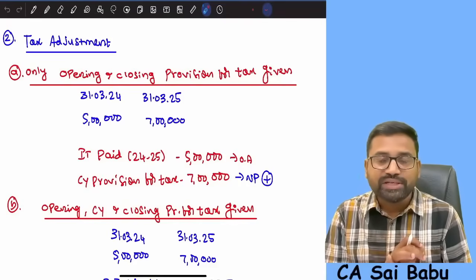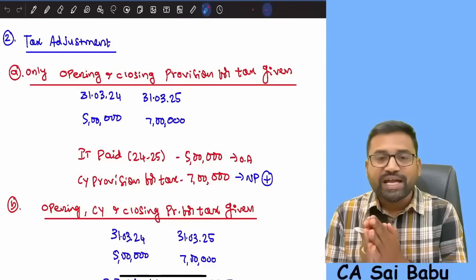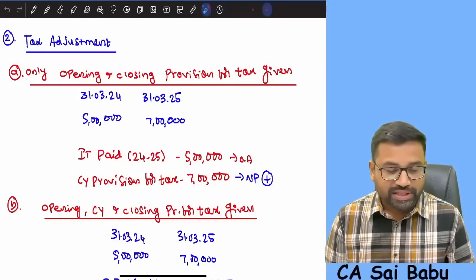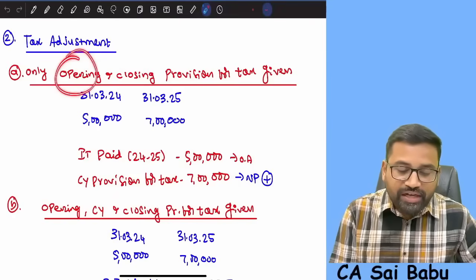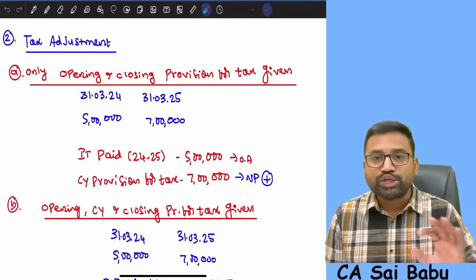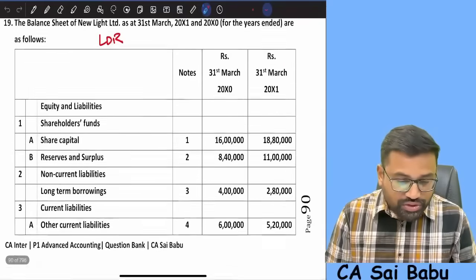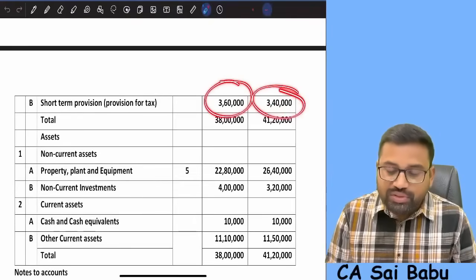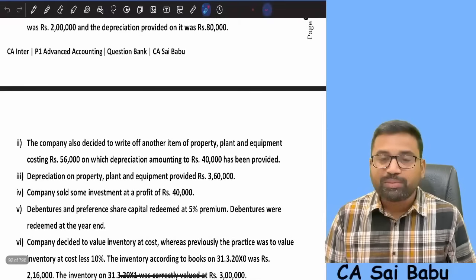Sir, in the indirect method, tax adjustment is one of the predominant adjustments. In the case of tax adjustment, sir, there are three possibilities. First, case number 1, sir. In the question, they will give you only the opening and closing provision for tax. That's it. No other information is available, sir. Just now we have seen in question number 19, provision for tax, opening 3.6, closing 3.4 given, sir. No other information is available in respect of tax.